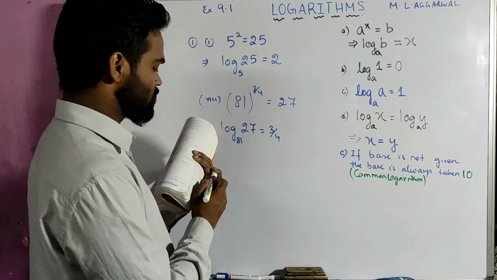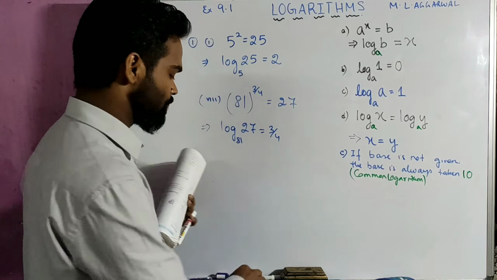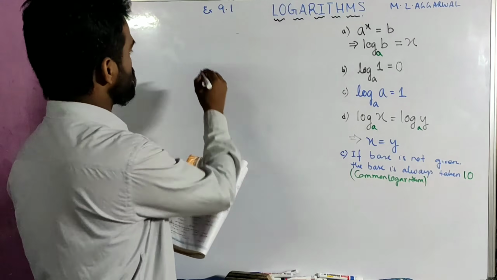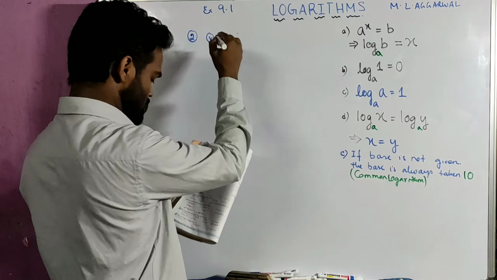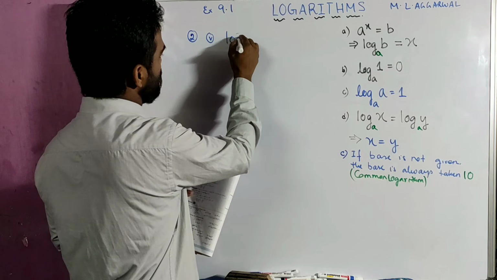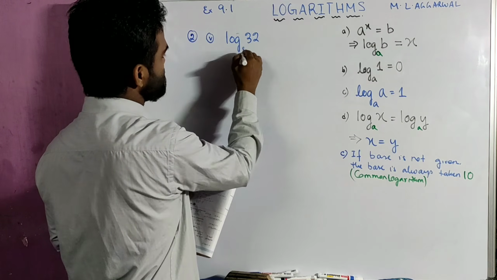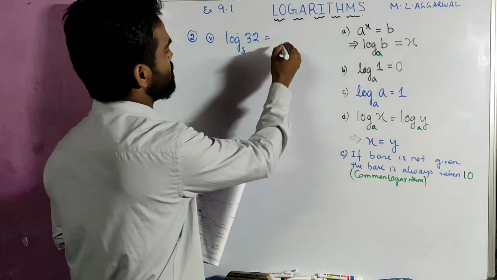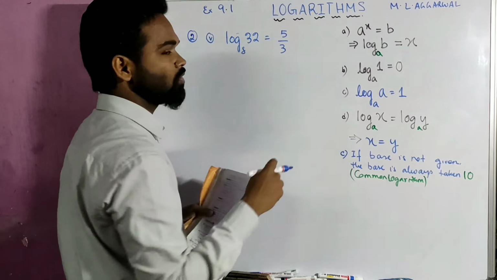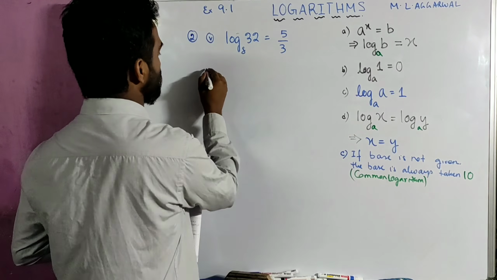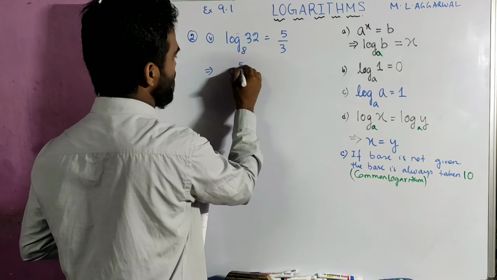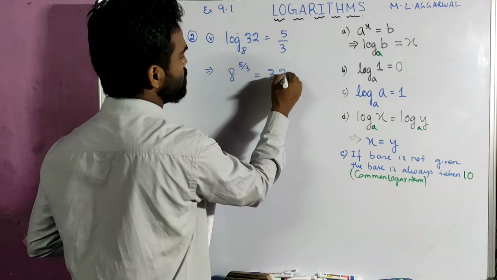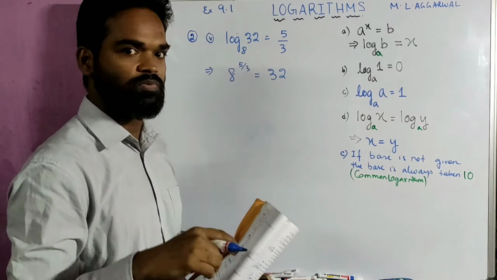So we converted exponential form to logarithmic form. Okay. Now look at sum number 2. 2 part 5 I'll do first. It's log of 32 base 8 is equal to 5 by 3. They've told us to convert to exponential form. So how can we write this? 8 to the power 5 by 3 is equal to 32. The base over here becomes the base for the exponential form.